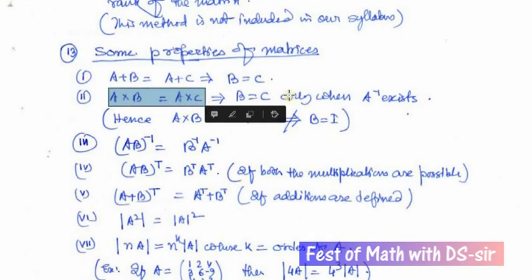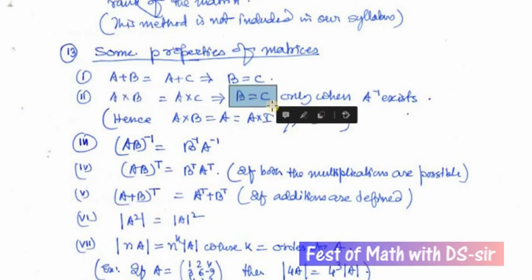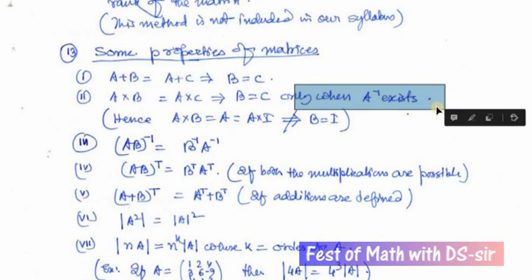A into B is equal to A into C implies B is equal to C. But it holds conditionally, when A inverse exists, that is, A is non-singular. So if A is a non-square matrix, we certainly can't claim B is equal to C, because non-square matrices do not have any inverse. Clear? Non-square matrices do not have an inverse.